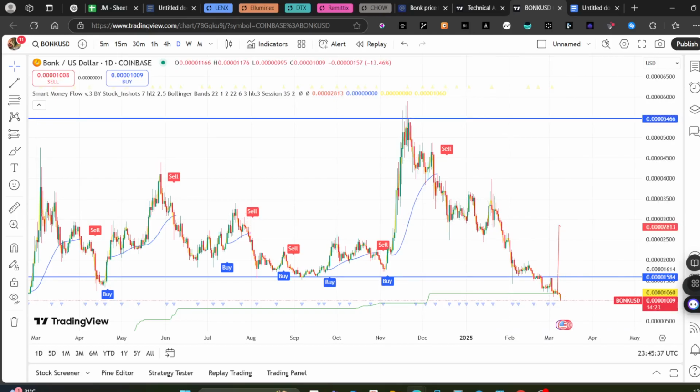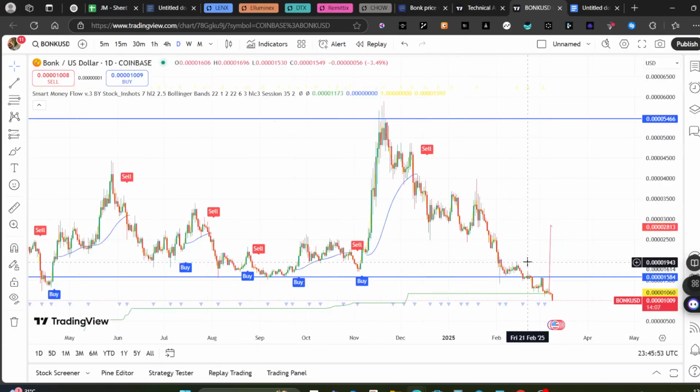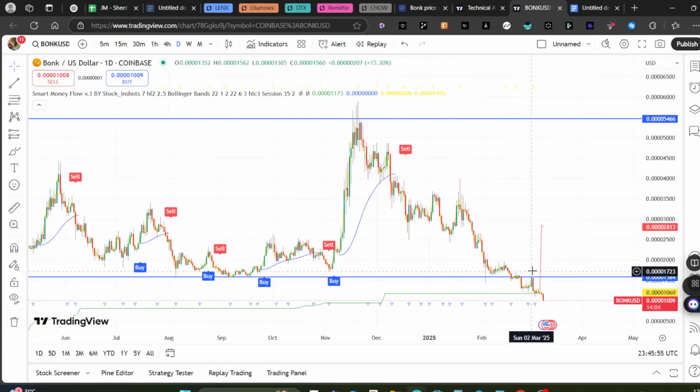Another important thing to remember when using the smart money flow indicator is that it is not a standalone tool. Okay, while it's incredibly useful in identifying market trends, it works best when combined with other indicators like the RSI, MACD, or even candlestick patterns. Okay, so by stacking these tools together, you can get a clearer and more reliable picture of the market.